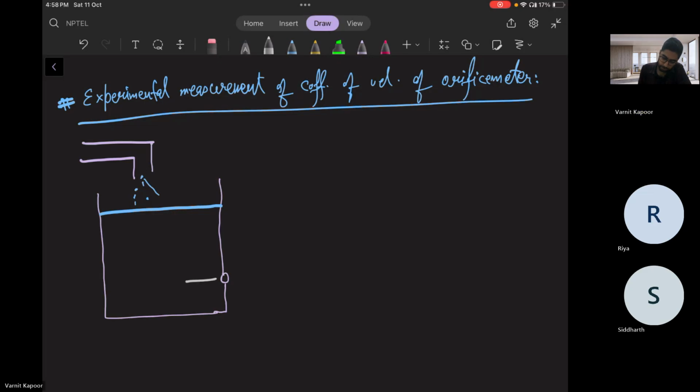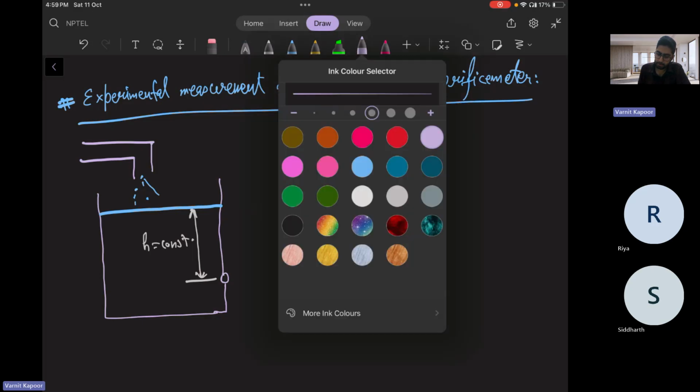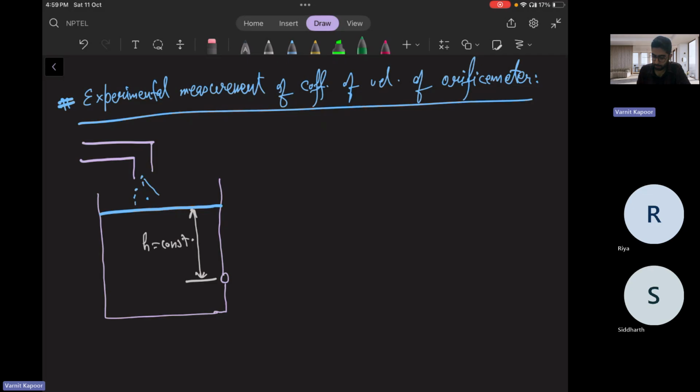If I draw, head is constant. Okay. I'll have a scale set up, and I'll see, because I'm measuring the scale in the X direction and the Y direction, with markings here. Okay. The flow is going like this. The velocity is following some projectile kind of motion.